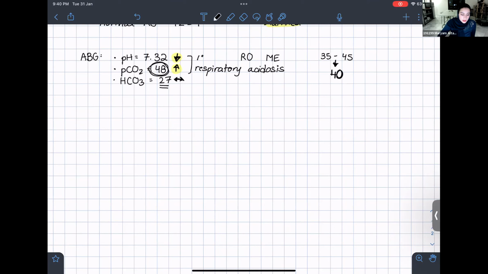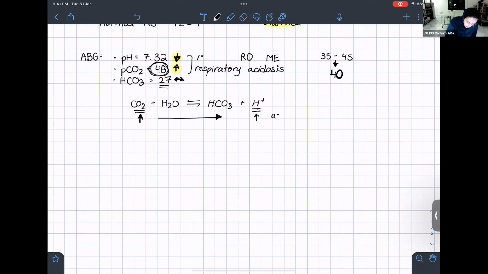I'm just trying to think of an easier way to explain this for you guys. Okay. Let's understand one thing first. We know CO2 plus water is going to give us bicarb plus H plus, right? So essentially, in this case, if it's a primary respiratory acidosis, CO2 is up. What's going to happen as a consequence? It's going to shift this side. What's that going to do? It's going to increase H plus. That's why we're in acidosis.